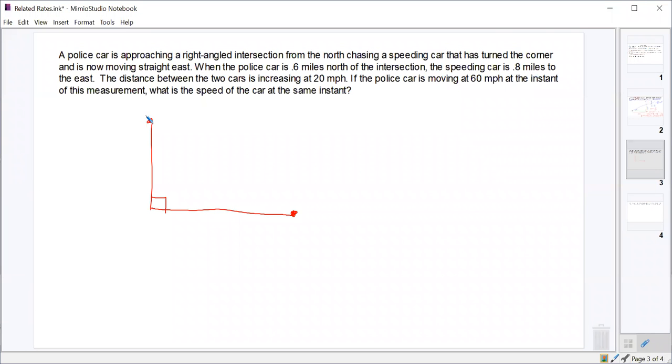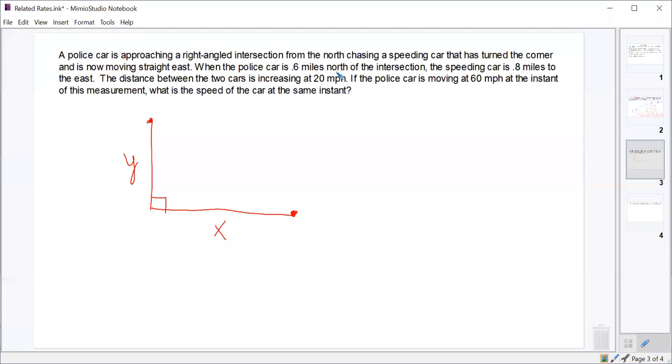So since this distance is changing, we can only label it with a variable. So we'll call that y. What about the distance from the right-angled intersection to where the speeding car is? Is that changing? Yes. Yep. And so since that's in the x direction and we can't just give it a numeric value, let's just call it x.